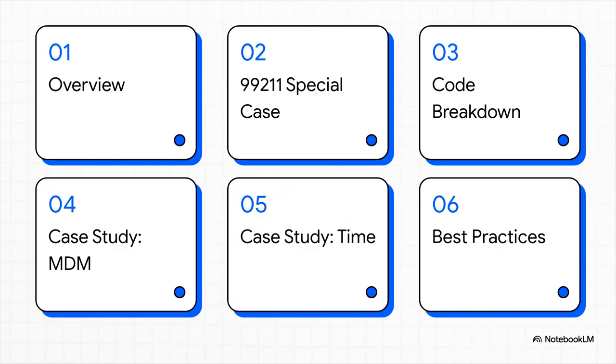Here is the masterclass syllabus for today, so you know exactly where we're headed. We'll kick things off with an outpatient coding overview, then look at the highly unique 99211 special case. After that, we'll break down the codes and their thresholds, walk through an MDM path case study, followed by a time path case study, and finally, wrap the whole shebang up with some absolutely critical best practices.